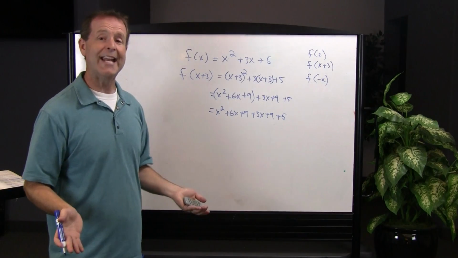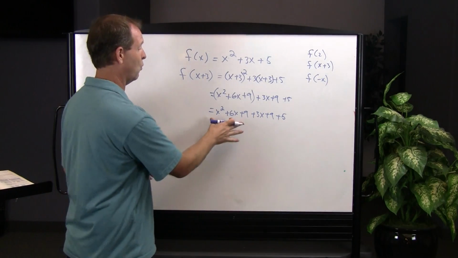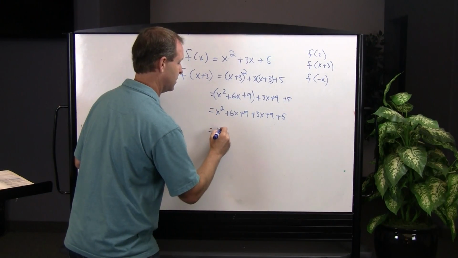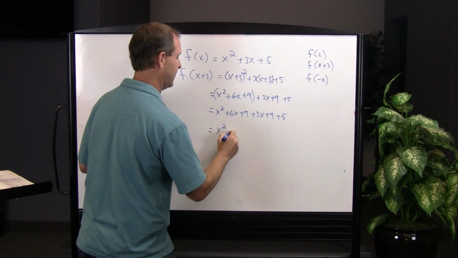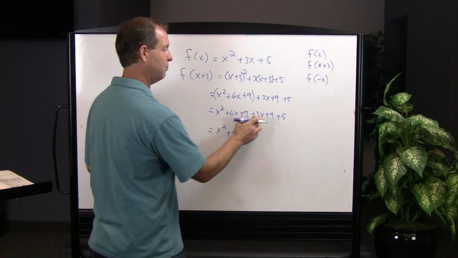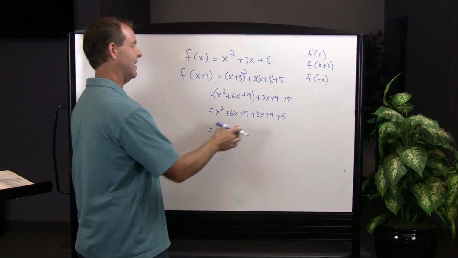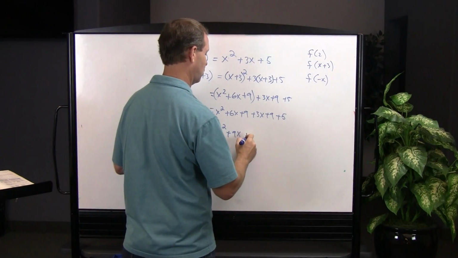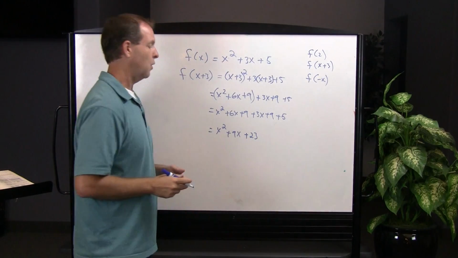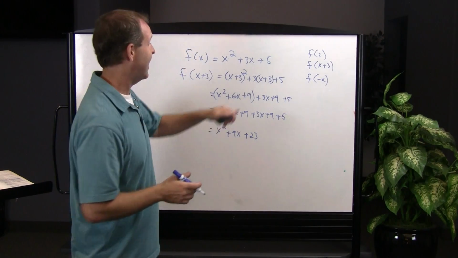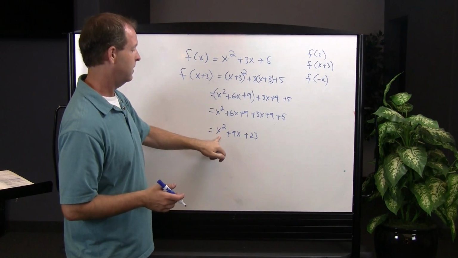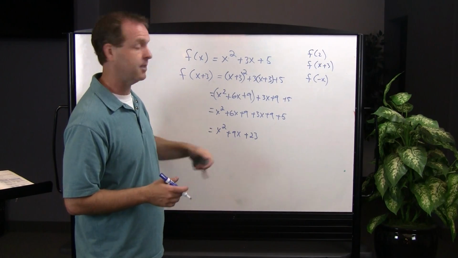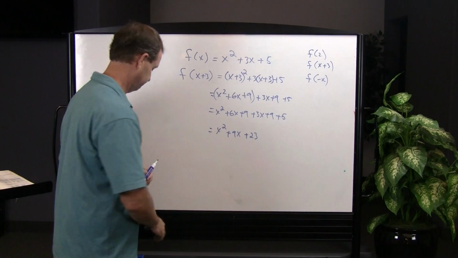Now I want to go ahead and gather like terms. I only have one x squared, so I have an x squared. I'll look for all my x's. 6x plus the 3x gives me a 9x. 9 plus 9 plus 5. That gives me 18 plus 5 is plus 23. So this function evaluated at x plus 3, or f of x plus 3, produces the quadratic x squared plus 9x plus 23.